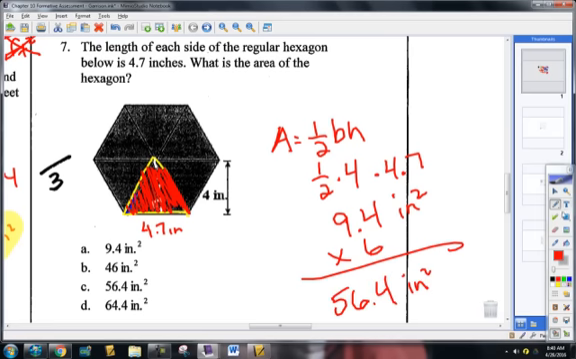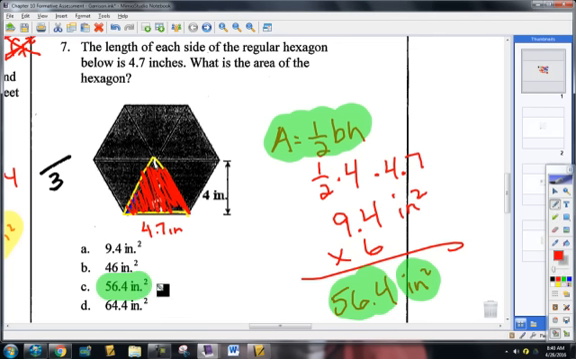Okay, so here are your 3 points. You got 1 for your formula, 1 for 56.4 and 1 for inches squared. I put the formula and everything, but I did the 9.4 times 6 on my calculator. Okay. Well, did you select this answer? Yes. Well, then you got 2 points. You guys get my point?